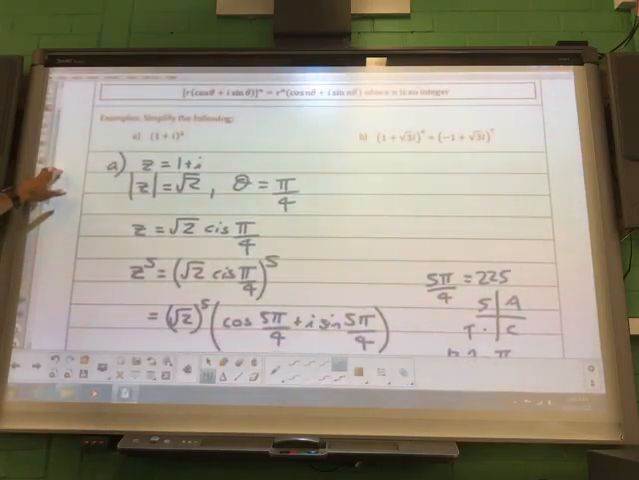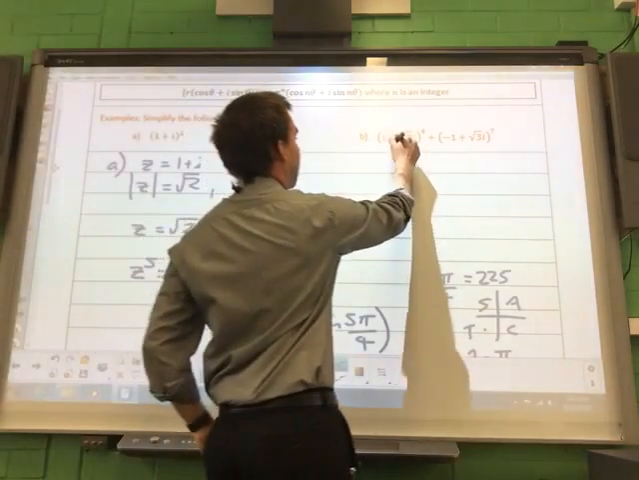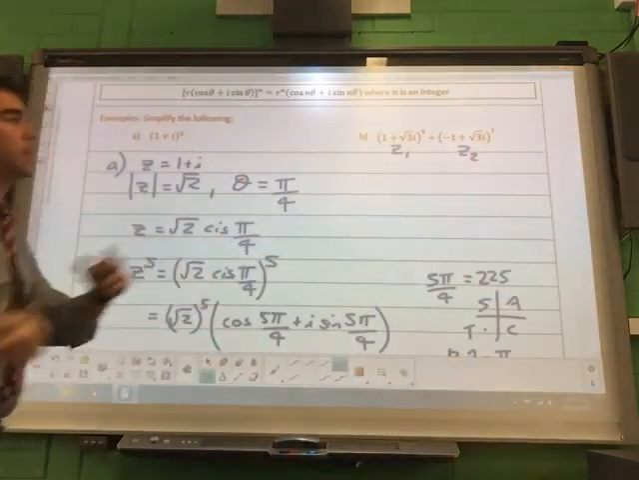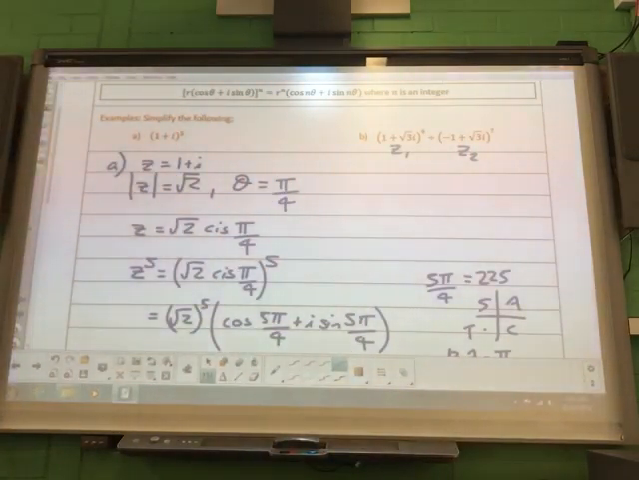Alright, second one. We've got a division but we also have powers of complex numbers. We're going to do the same sort of approach. We're going to work out this as Z1 and this as Z2, and then I'll do Z1 to the power of 4, Z2 to the power of 7, and then I'll use my division laws with complex numbers.